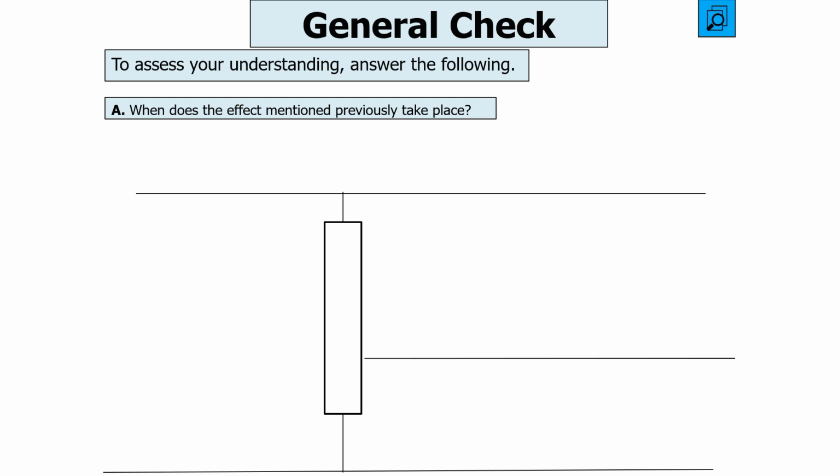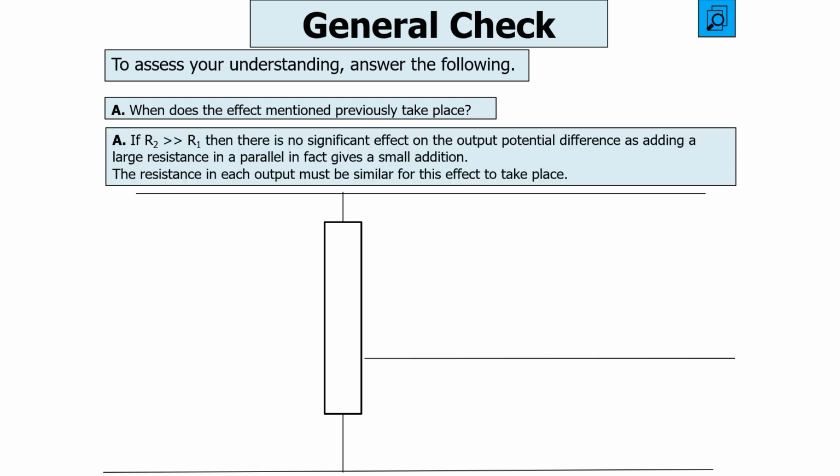The next question says, when does the effect mentioned previously take place? So pause the video now, then unpause the video when you want to go through your answer. Well, this will happen if R2 is much greater than R1, because when that's the case, there's no significant effect on the output potential difference, as adding a large resistance in parallel in fact gives a small addition. So, for the effect to actually take place, the resistance in each output must be similar. R1 must be approximately equal to R2 for this effect to take place.